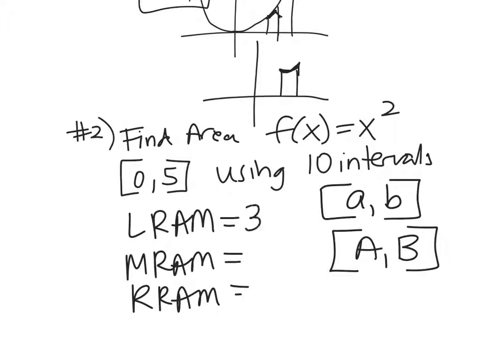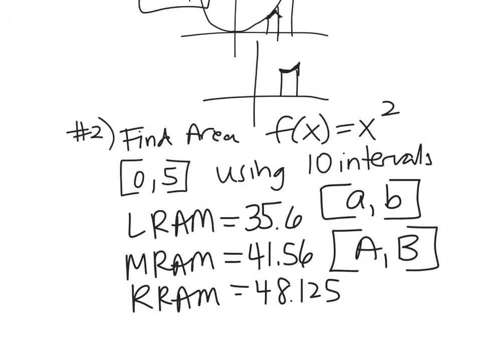LRAM is 35.6. See what a better approximation that is? Our MRAM is 41.56. RRAM is 48.125. So we could have done it with the 5 intervals and checked our answer to see if we were right. When you do the average, it's only off by about 0.24. Isn't that really crazy?